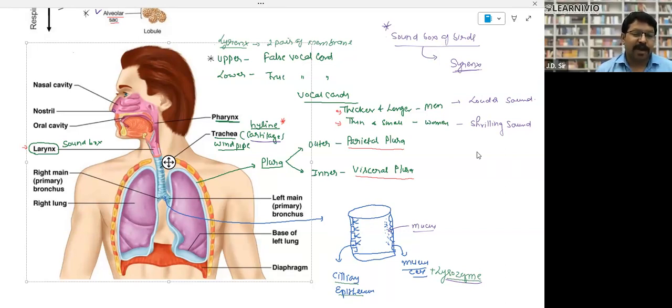Till this point, the pharynx, try to understand, both the nasal cavity and oral cavity reach here. They are common. From here onward, the windpipe and food pipe get separated. The windpipe is called the trachea. At the top of the trachea, there is the larynx. Larynx is called the sound box. Note it down.